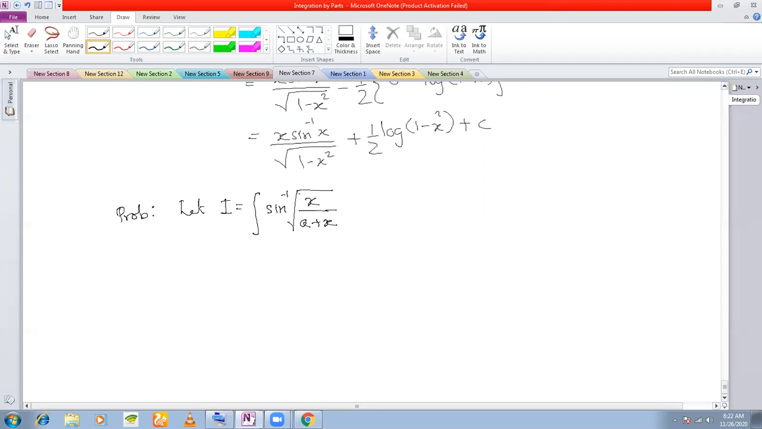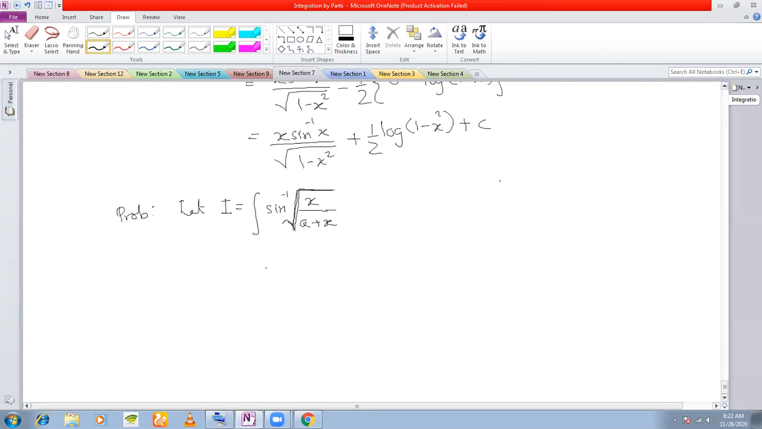That means if I can express this entire expression under the radical as a sine, then our task will become a little easy, isn't it? Because sine inverse of sine of something will give us only theta. If we can express this as sine inverse of sine theta, then this will simply become theta. So that is what we'll be trying to do. And how to make x by a plus x as sine square theta?